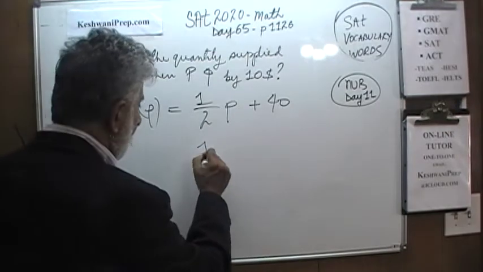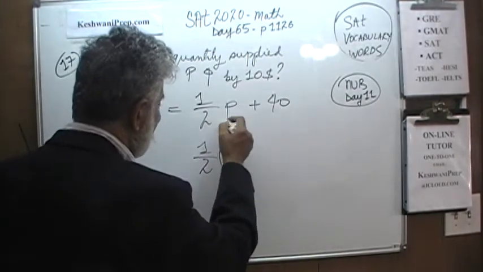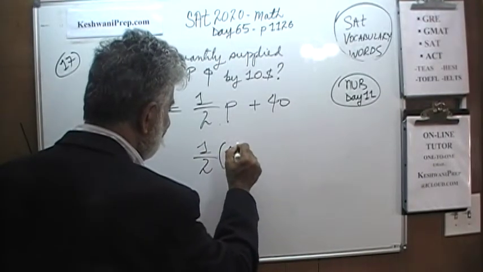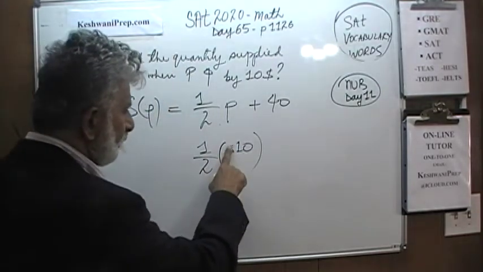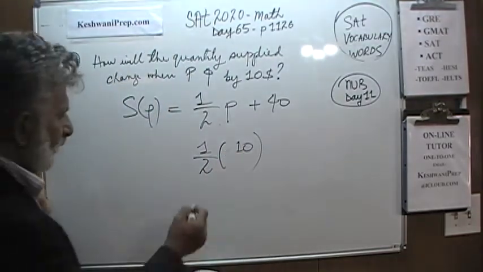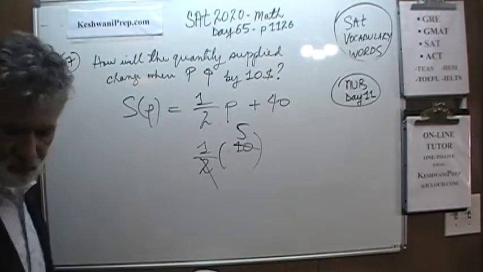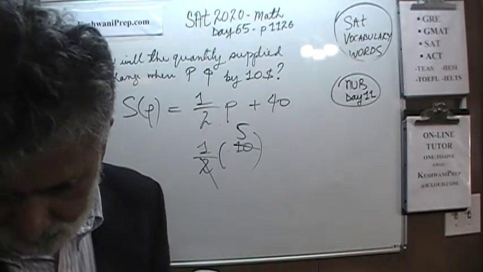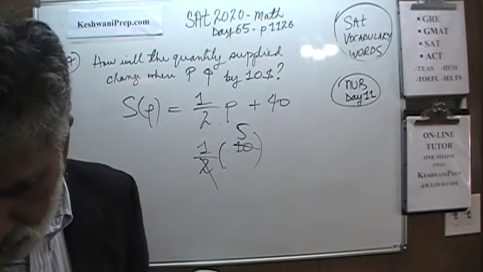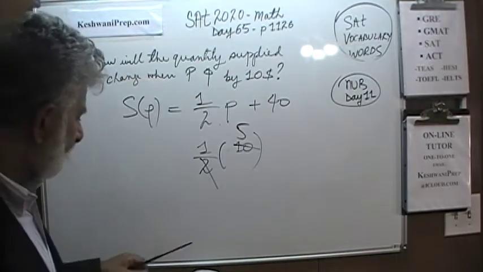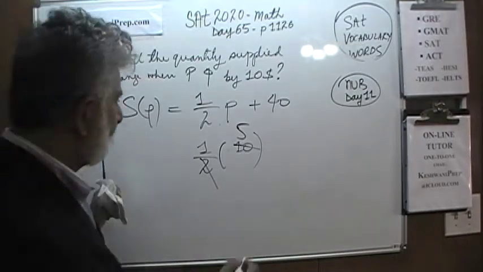Right here. Half times the change in price. Change in price is $10. Delta Q, the quantity supplied, goes up by 5. That's all it is. It will go up by 5 units. Quantity supplied will go up by 5 units. And that's answer choice B.